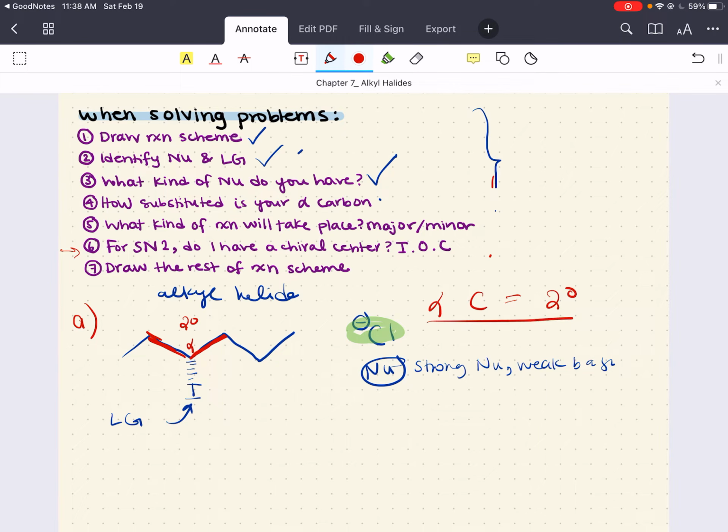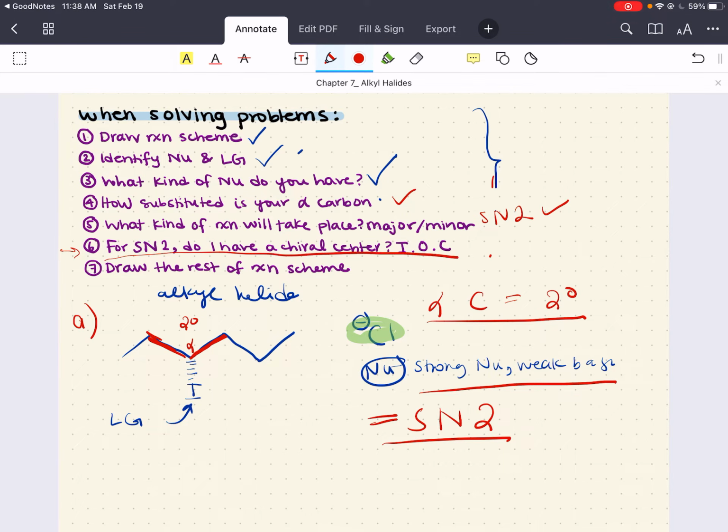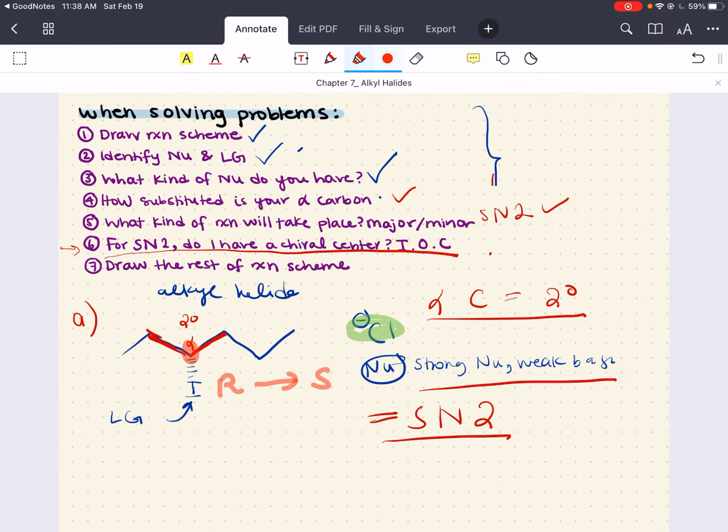Now, if we have an alpha carbon that's secondary and we're dealing with a strong nucleophile, weak base, this is absolutely an SN2 reaction. We're only going to get SN2 products. So we know it's SN2. Now, before we draw the reaction, because this is SN2, do we have a chiral center? The answer is yes, we absolutely do. It is right here, and it's R. So that means our product has to have S. Now we know everything to go ahead and draw this reaction.